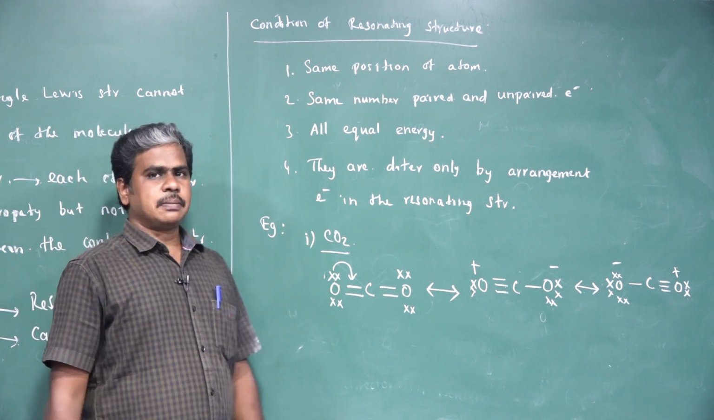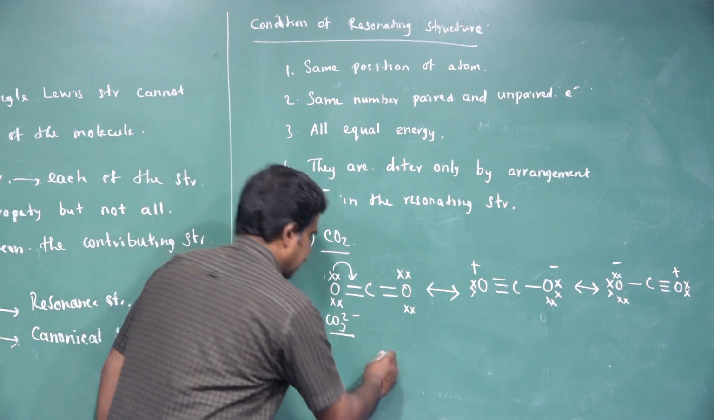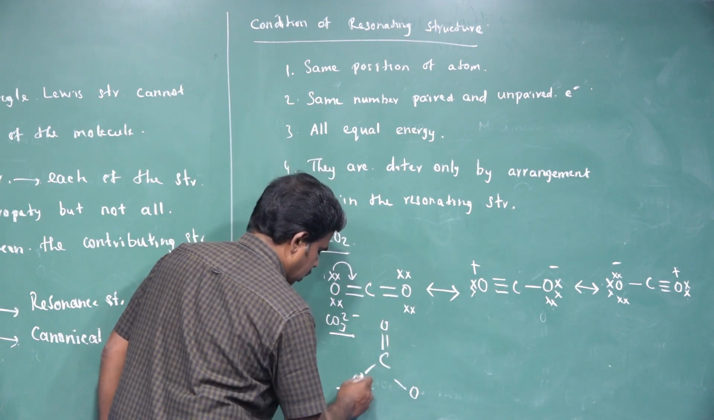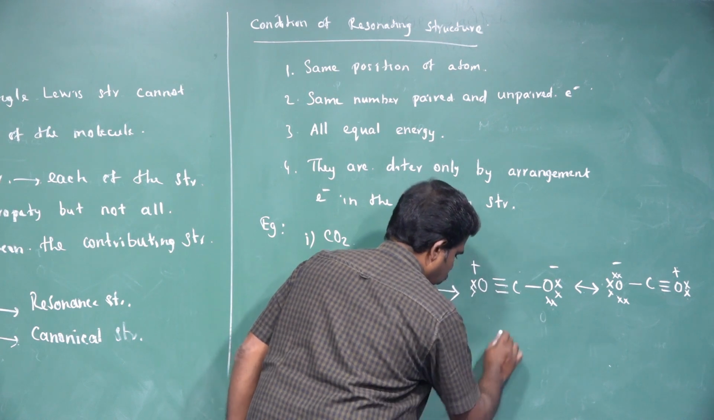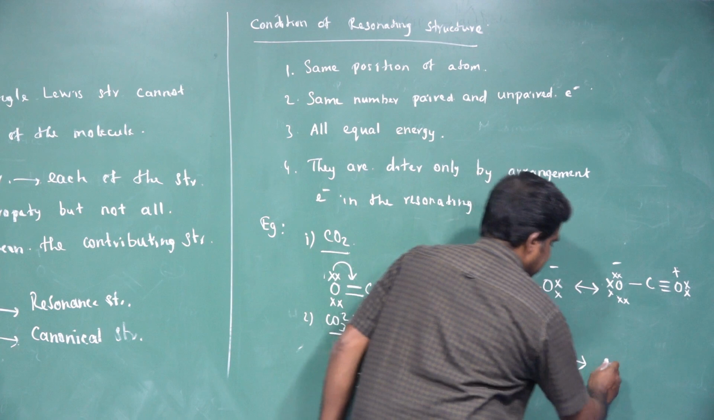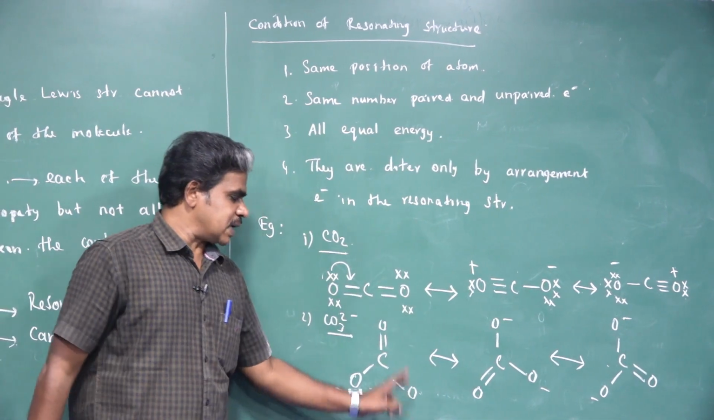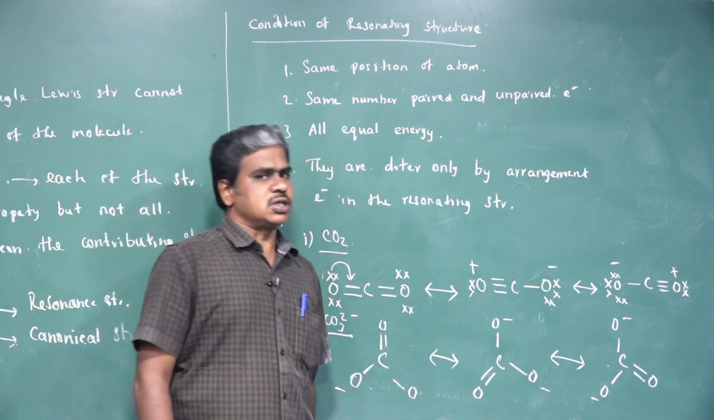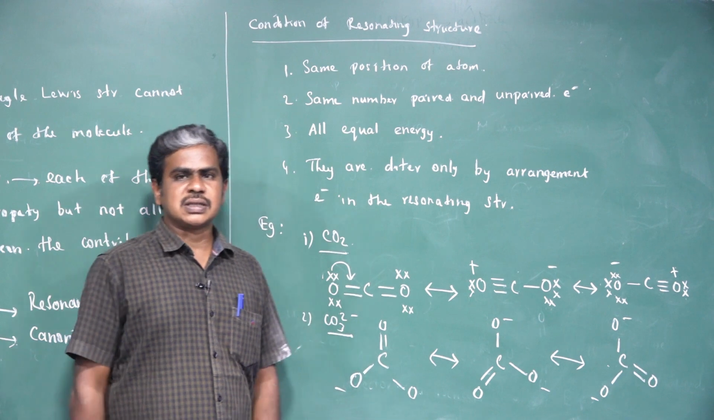Now we take the second example, the carbonate ion, CO3 2 minus. In the carbonate ion, there is carbon and three oxygens. One structure has a double bond to one oxygen and negative charges on the other two. Another resonance structure has the double bond to a different oxygen, and another has it to the third. So the double bond is transferred to all those oxygens. The individual structures are known as canonical structures, and the resonance hybrid is the one in between all those three structures.